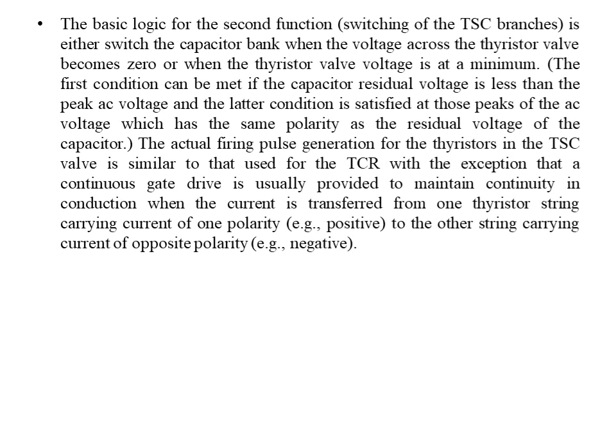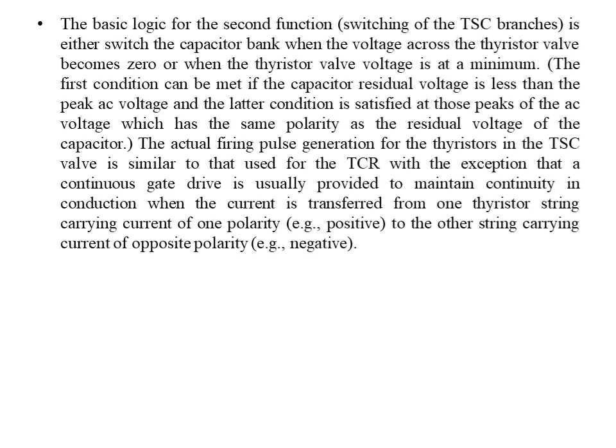The basic logic of the second function is to switch the capacitor bank either when the voltage across the thyristor valve becomes zero or when the thyristor voltage is minimum. So how the switching is given to the TSC branch depends upon the magnitude of the TCR branch. If the voltage across the thyristor valve becomes zero or the thyristor voltage is minimum, then switch the TSC branch.